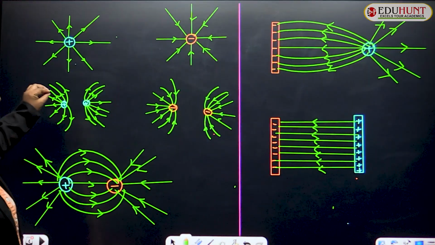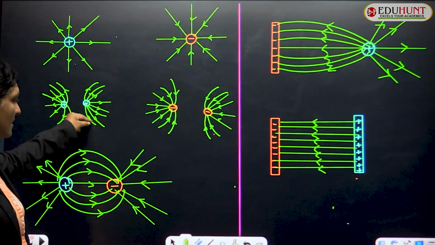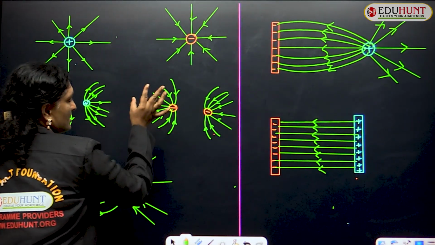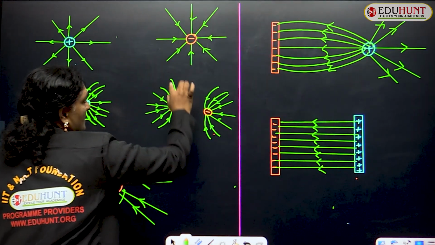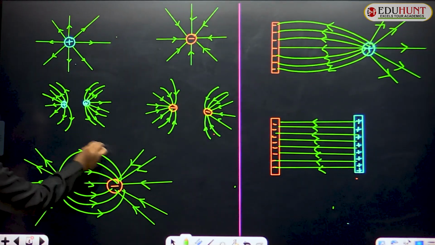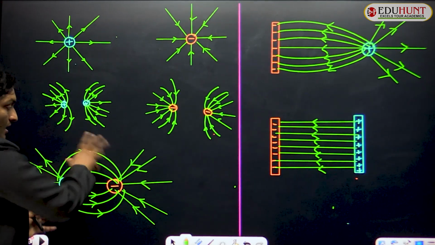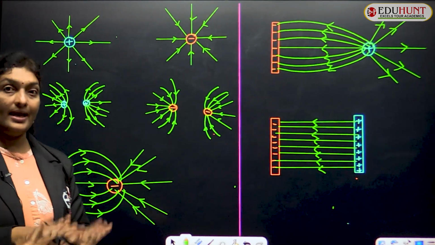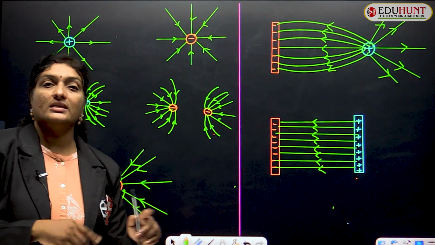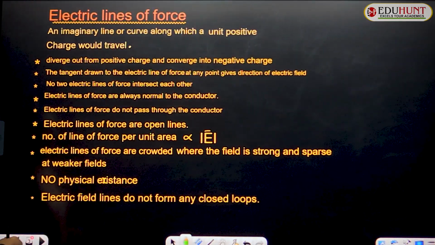That means if you release a positive charge here, the positive charge will move in this direction. If you release a positive charge here, it will move due to repulsion in this direction. If you release a positive charge here, due to attraction it moves like this. So, these are the imaginary lines or curves which we are taking, such that the unit positive charge is supposed to be moving. Let us try to understand the properties of that.